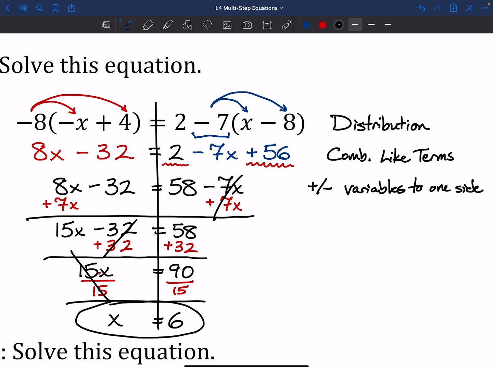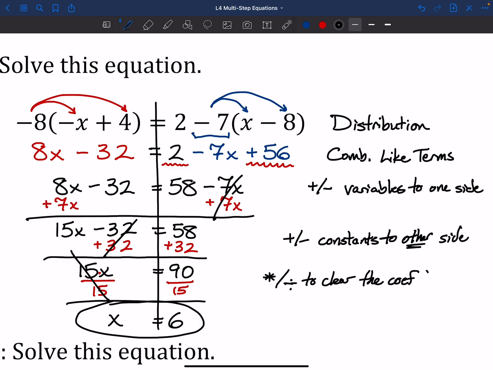So after we moved all our variables to one side, we were down here. When I take my next step, what I'm doing is I'm adding or subtracting the constants to the other side. All right, and it really is important that they go to the other side, away from where the variables are. And last but not least, in this case we divided, but overall we would multiply or divide to clear the coefficient. Right? And clearing the coefficient is what allows us to get just x by itself, right? No numbers hanging out in front or anything, right?